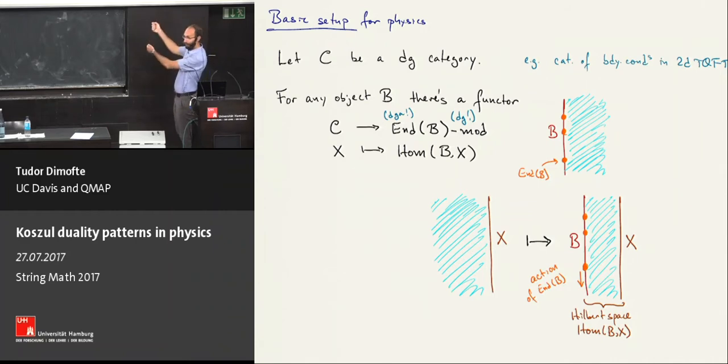And if these are boundary conditions in a 2-dimensional theory, you get a Hilbert space on the strip, or generally on a sandwich. And any local operators sitting on the B boundary condition are going to act in this Hilbert space. That Hilbert space forms a representation of the algebra of operators on B, and that's what I mean by end B, the algebra of operators on the B boundary condition.